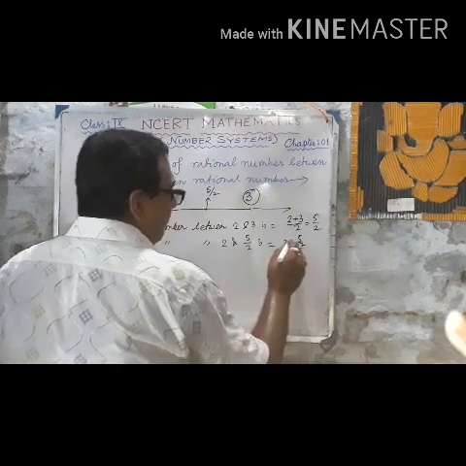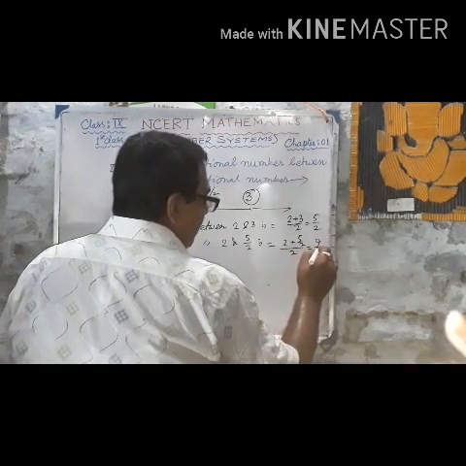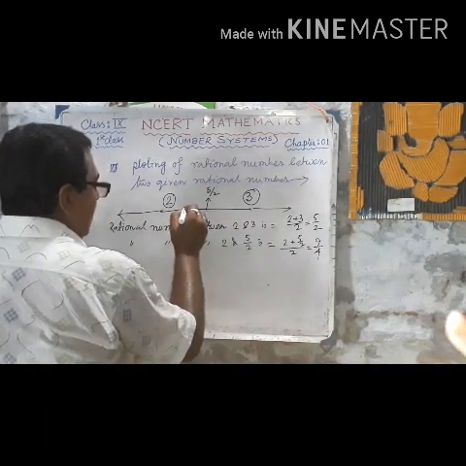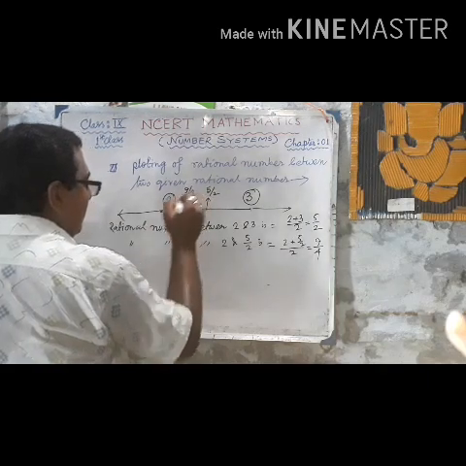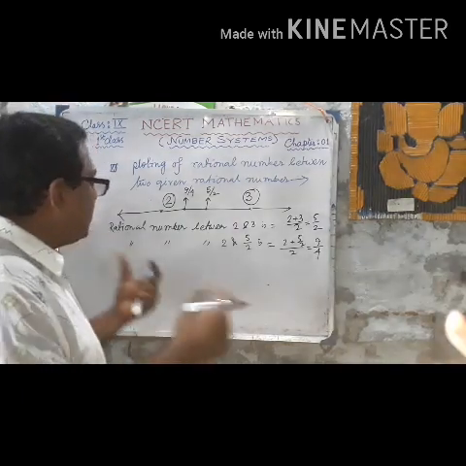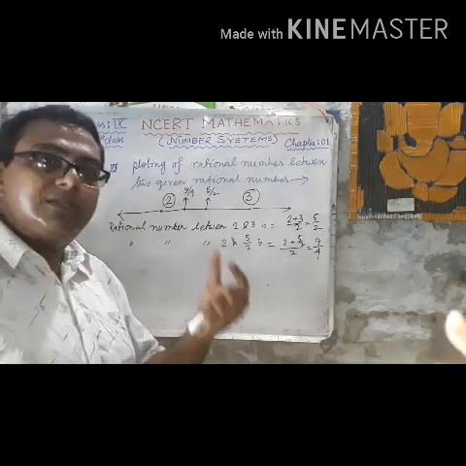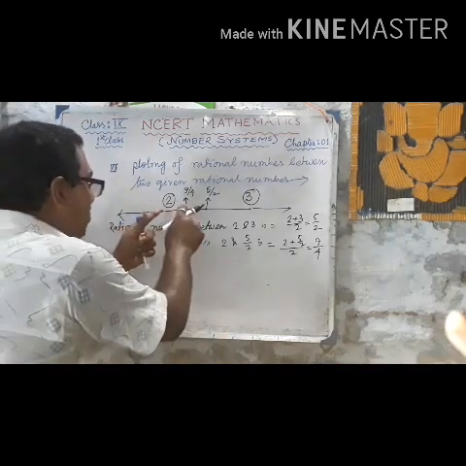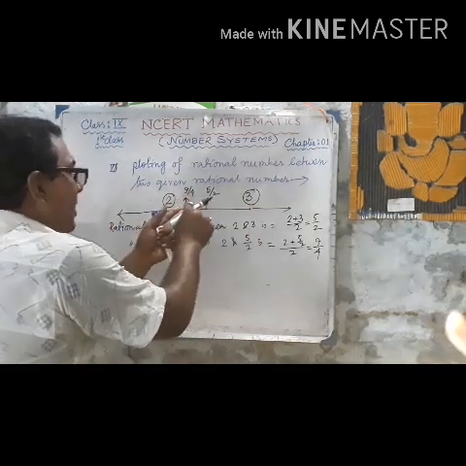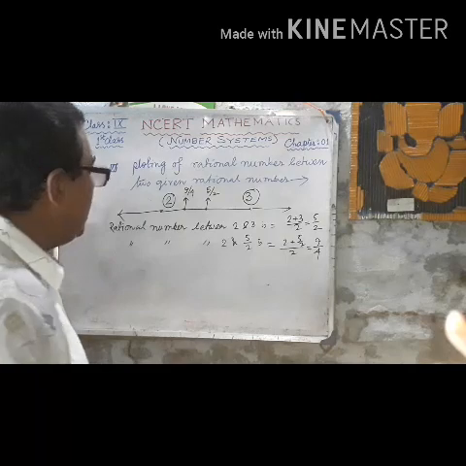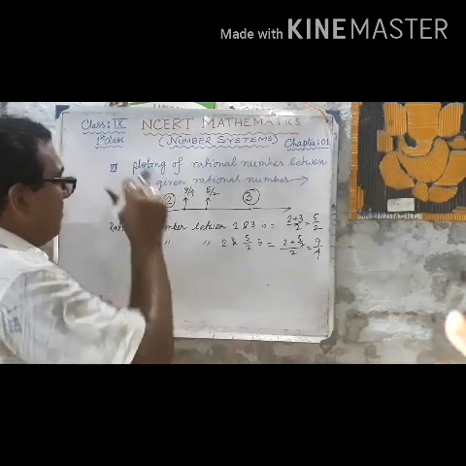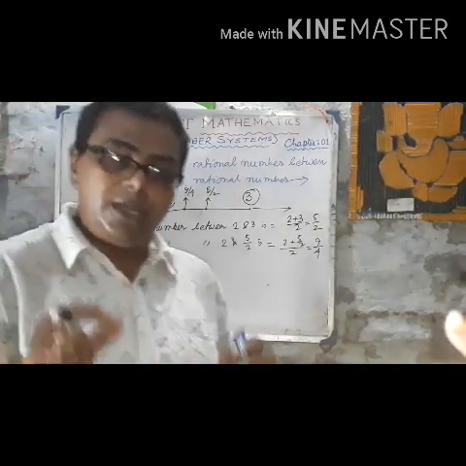2 is 2 of 4 by 9, 2 and 5 by 2, 9 by 4. In this process, if we proceed, then we find the other rational numbers between 2 and 9 by 4, 5 by 2 and 3, 9 by 4 and 5 by 2, and so on. This is the process for plotting rational numbers between two given rational numbers.